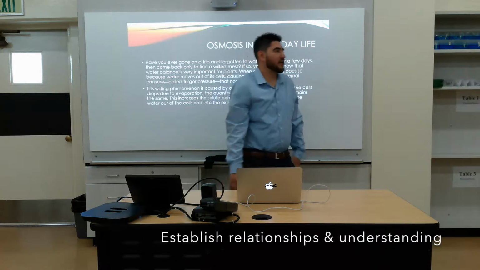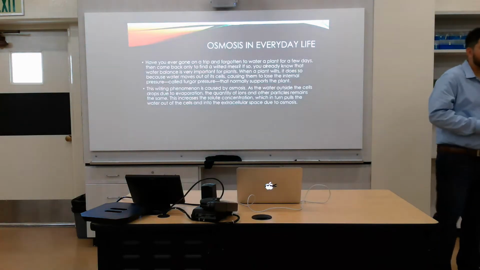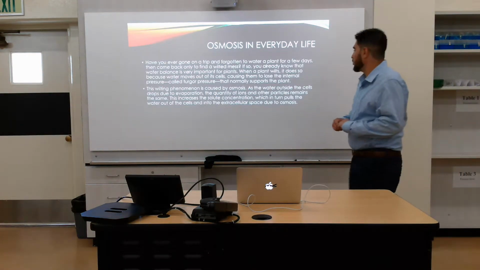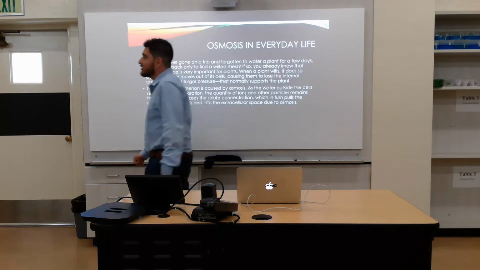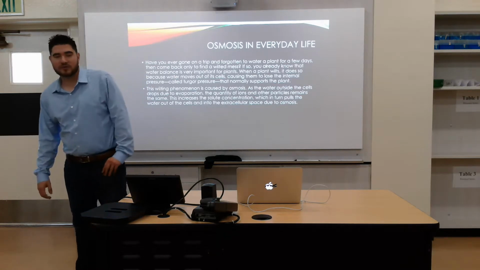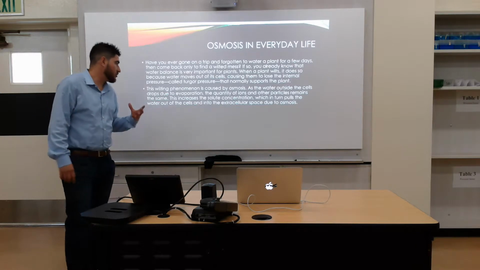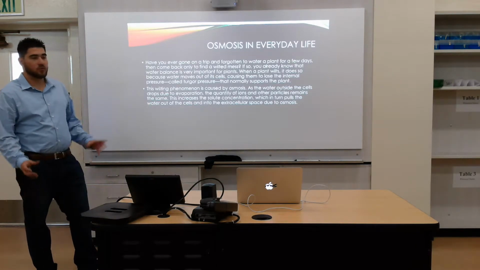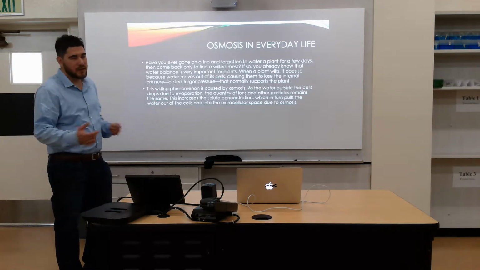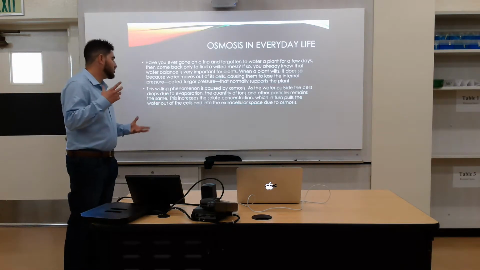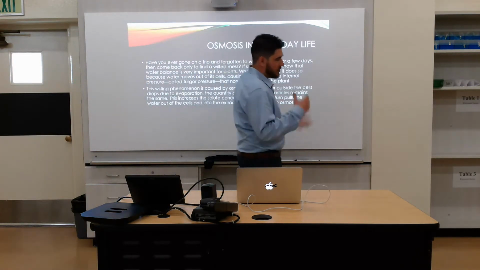So, just expanding on osmosis in everyday life. Have you ever gone on a trip? Any of you have a garden and forgot to water your plants for a few days, and you come back and find a wilted mess? This is because of osmosis and the properties of water again. Like we said, plants absorb water through their roots, and when you forget to water them for a few days, the water ends up going the opposite way. It leaves the plant cells, causing them to lose the internal pressure, called turgor pressure, that normally supports the plant upright, and they start to wilt.